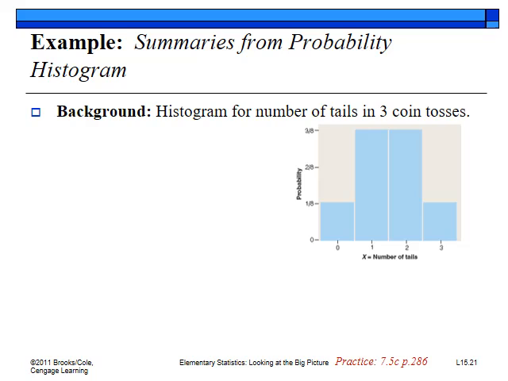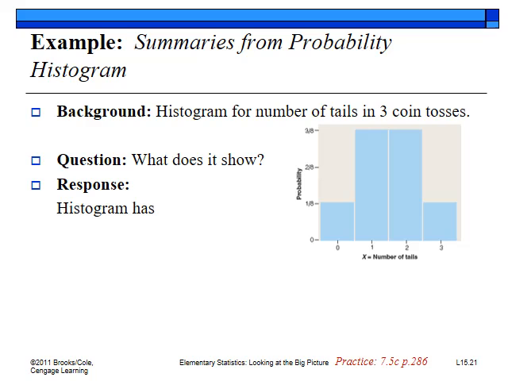So in this situation, where we're tossing the coin 3 times and we're counting the number of tails, what can we learn from the probability histogram? Well, looking at the big picture, the first thing we see is the shape. There's one peak, so it's unimodal, and each side looks the same, so it's symmetric.